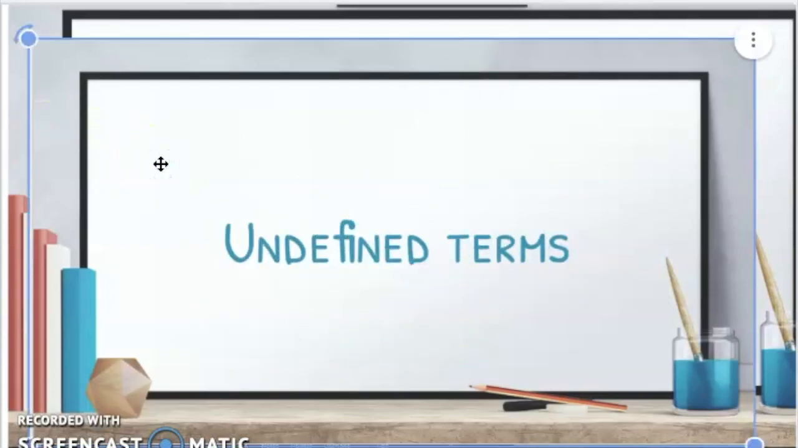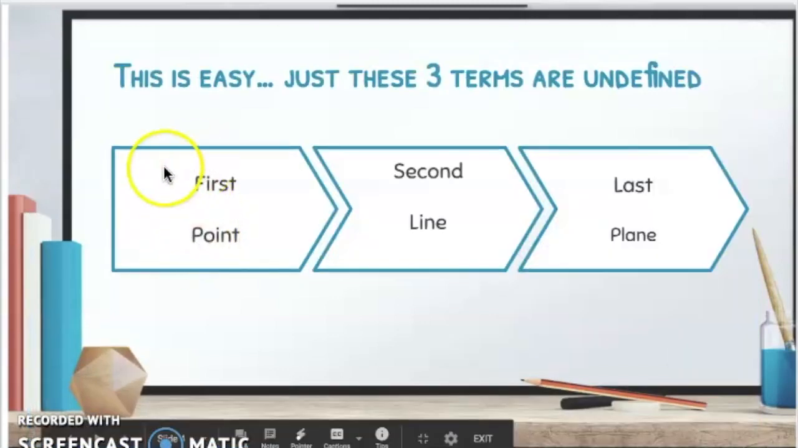Undefined terms have no definitions. We only have descriptions for them. Let's show you what they are. This is easy. Undefined terms, three words: point, line, and plane.